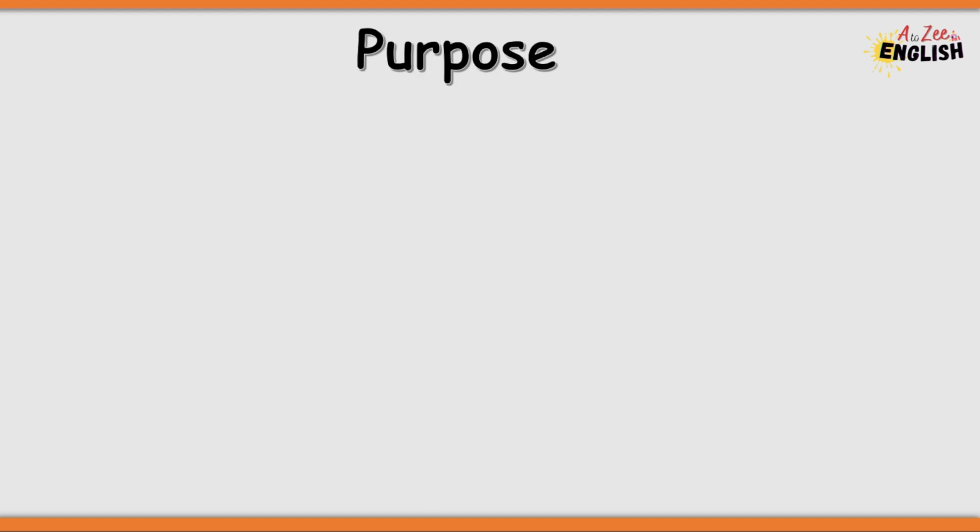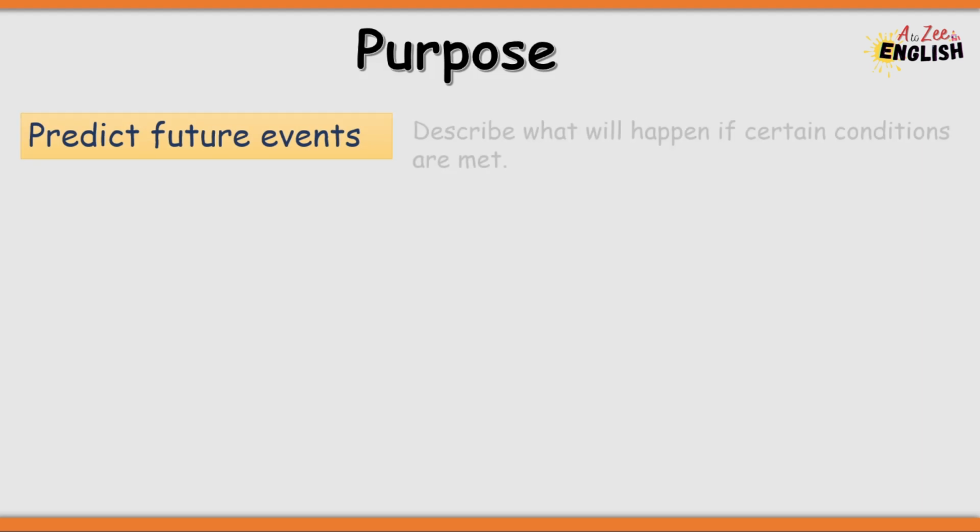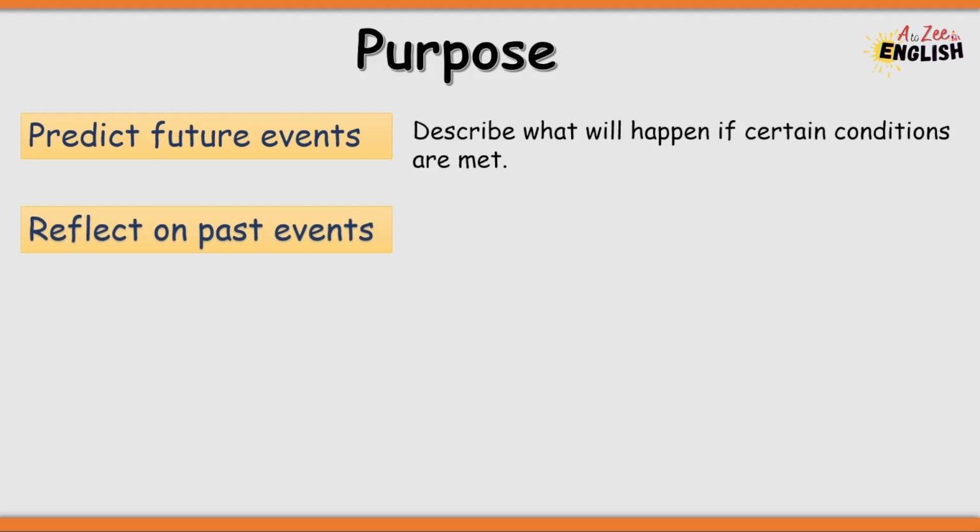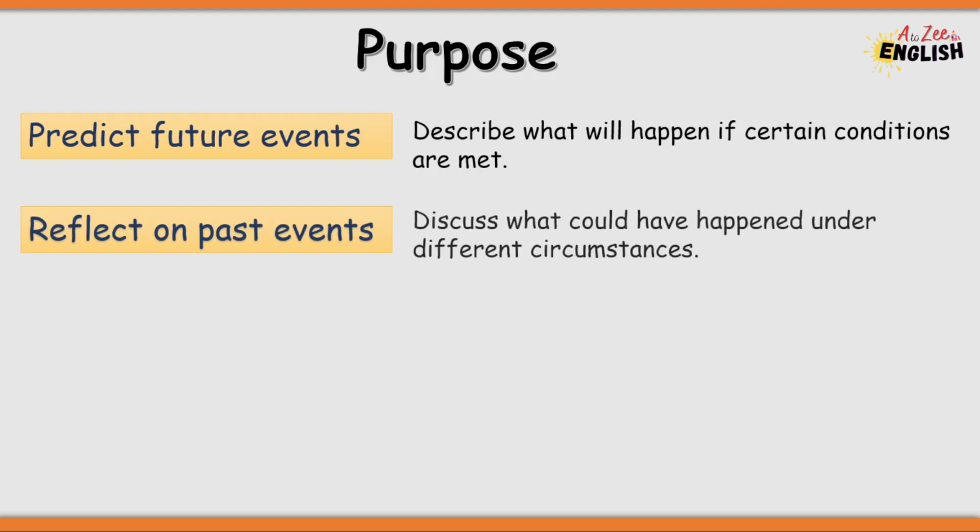Purpose. Conditional sentences are essential because they help us to predict future events. It means they describe what will happen if certain conditions are met. The second purpose is to reflect on past events. It also discusses what could have happened under different circumstances.